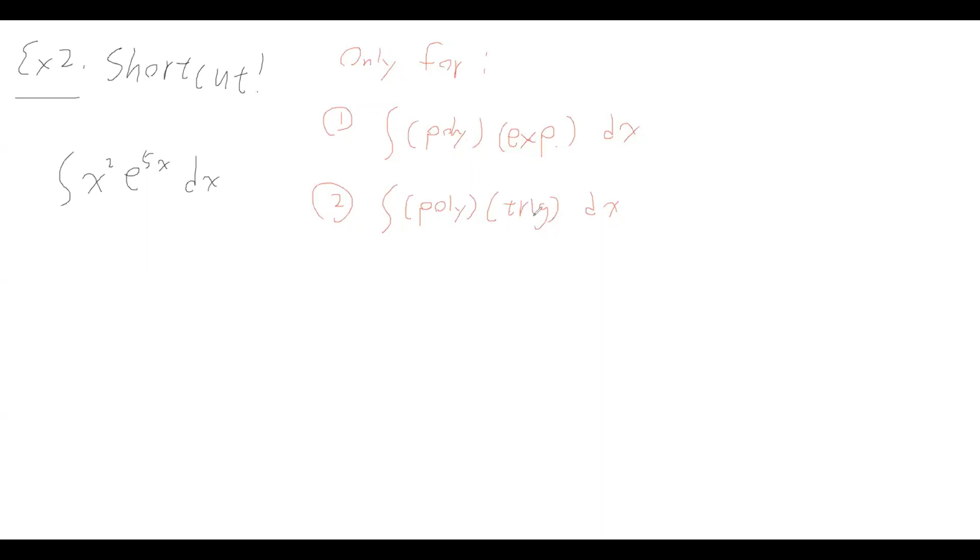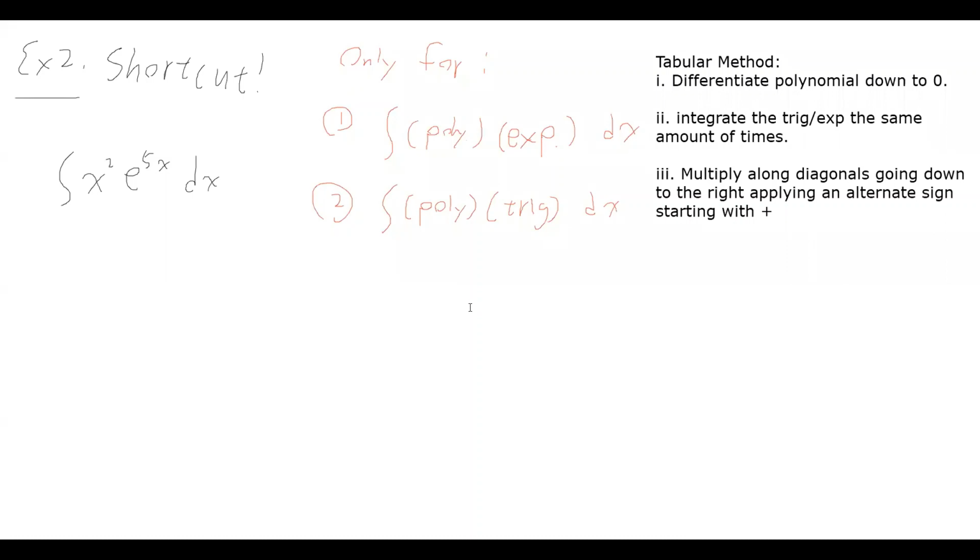And for exponential and trig, it doesn't matter if we're doing integration or derivatives, these two types of function will never go away, right? The derivative and integral of an exponential is still an exponential, and the derivative and integral of a trig function is still always a trig function, right? So it only works if you have these two types of integrals. And this method is also called the tabular method for this shortcut.